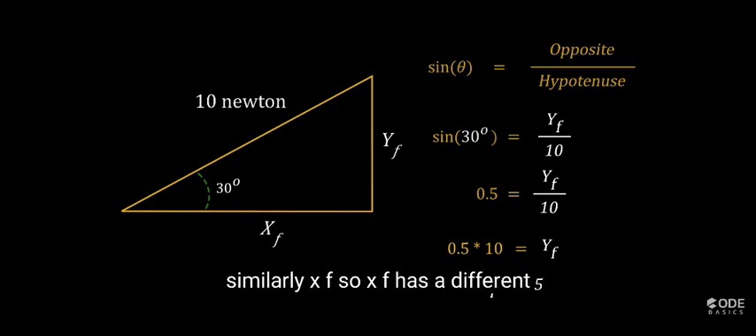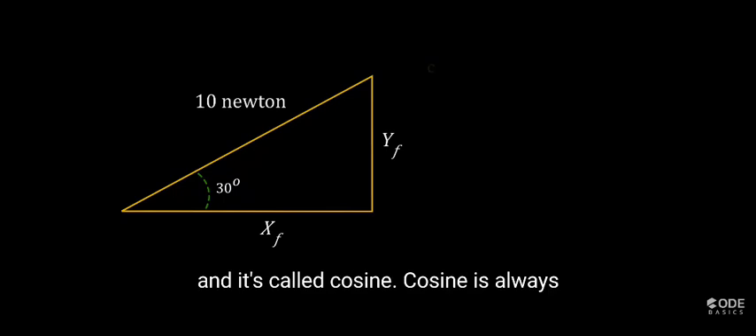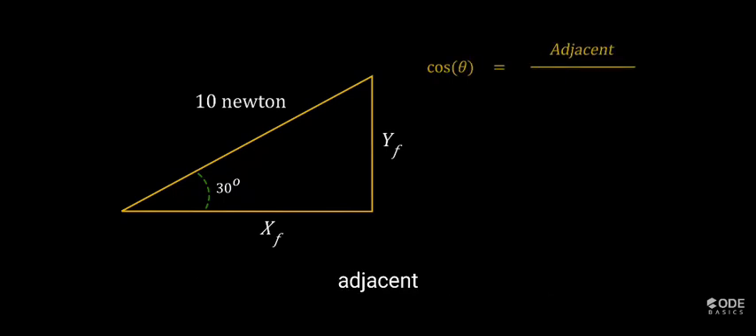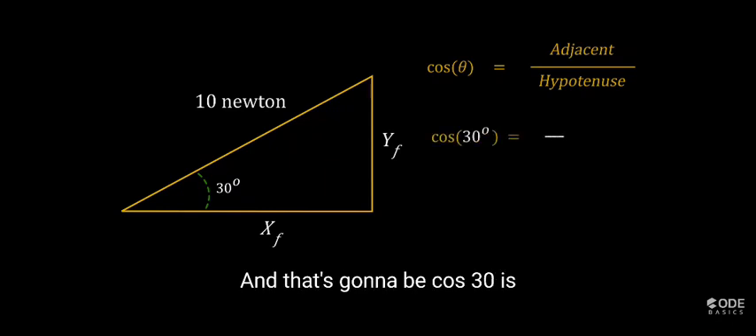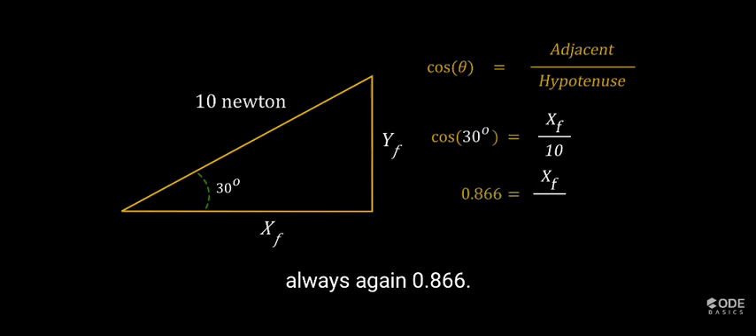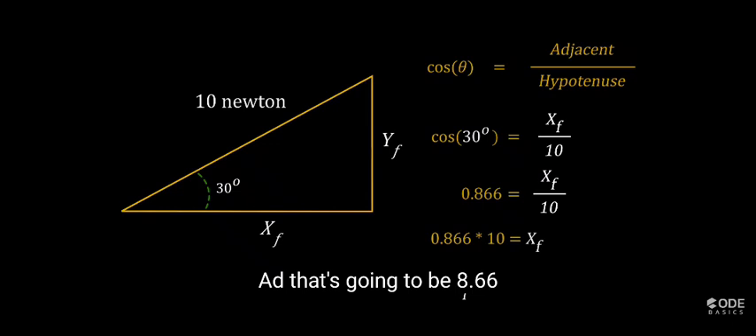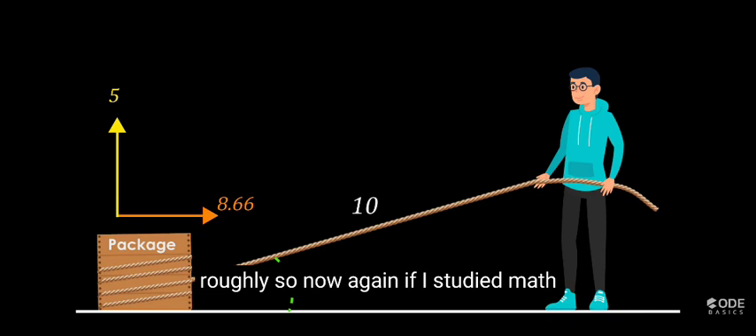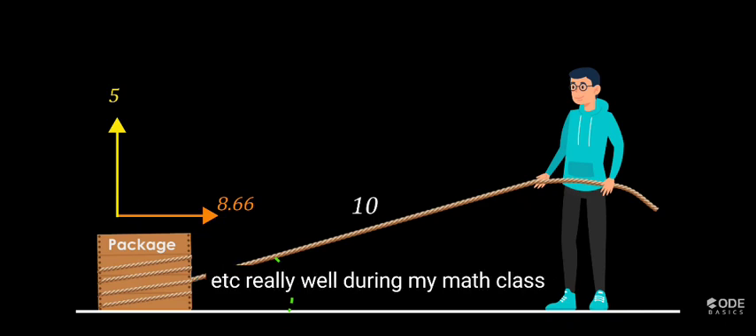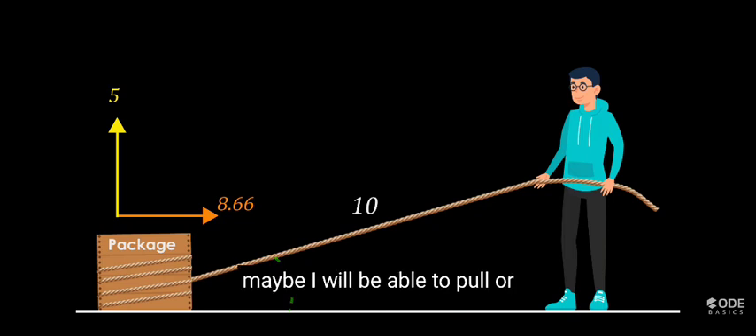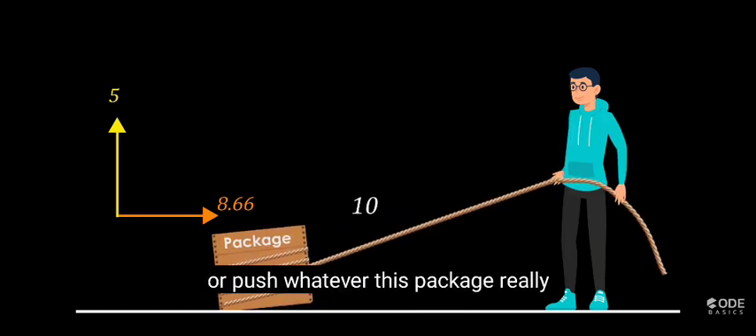Similarly, xf. So xf has a different relationship and it's called cosine. Cosine is always adjacent side divided by the hypotenuse. And cos 30 is always 0.866. And that's going to be 8.66 roughly. So now if I studied math, sine, cosine, etc. really well during my math class, maybe I will be able to pull or push whatever this package really well.